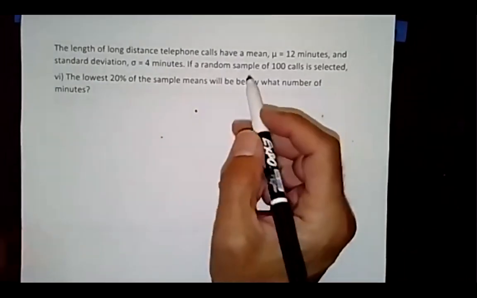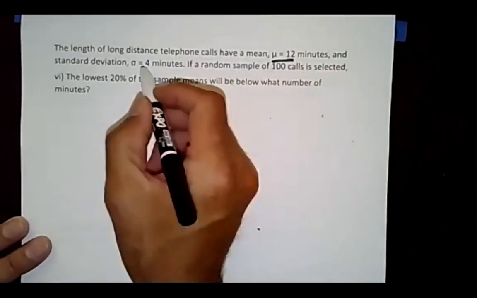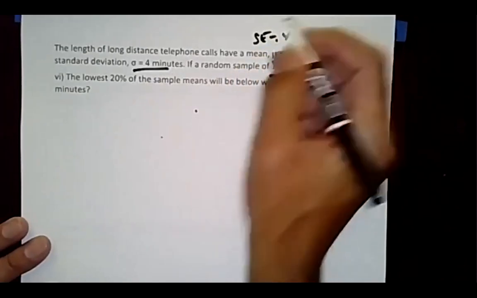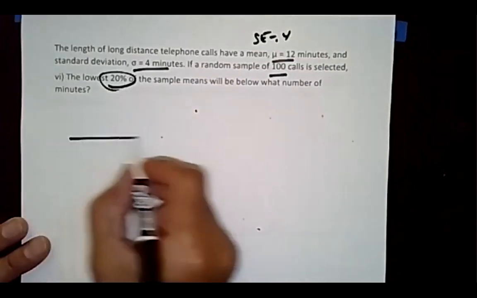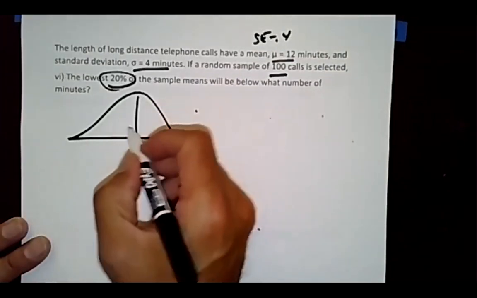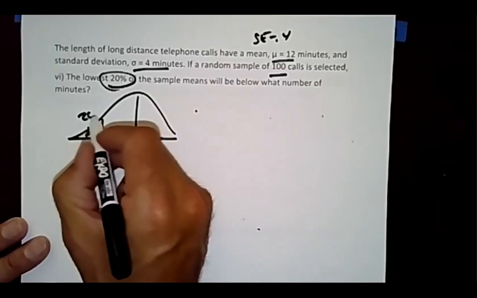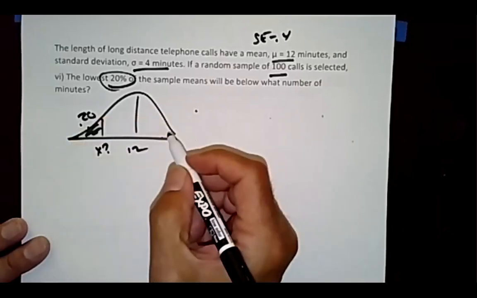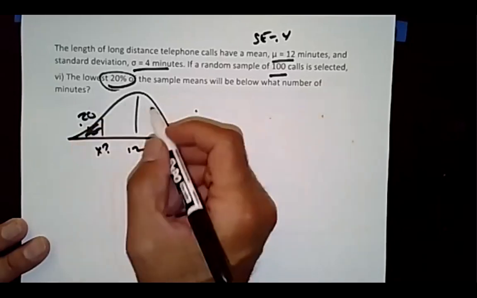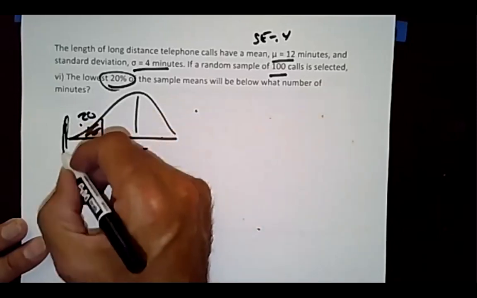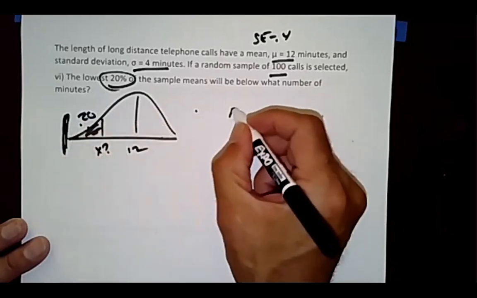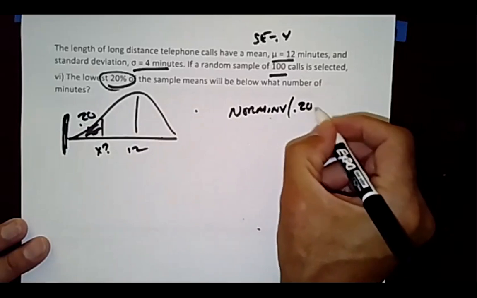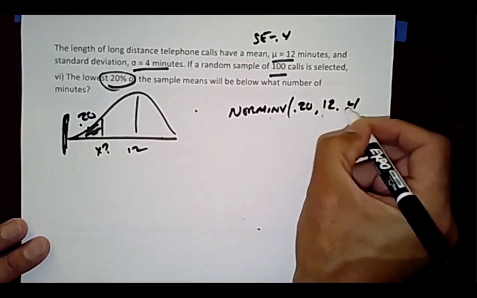The length of long distance telephone calls has a mean of 12, standard deviation of 400, right? Again, standard error is still the same, 0.4. The lowest 20% will be below what minutes? Now this is easy because Excel, that's the starting point there. So this is just NORM.INV: 0.2, 12, 0.4.